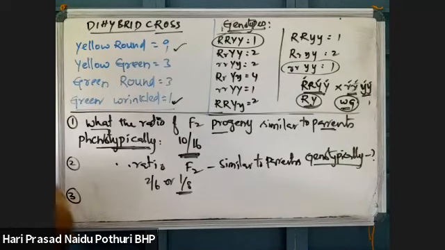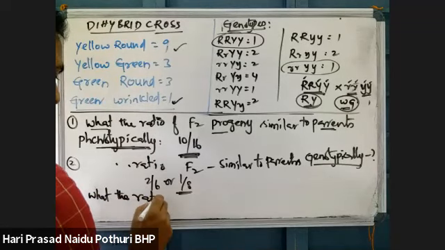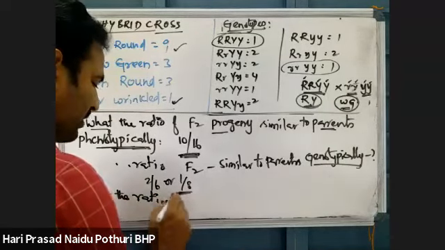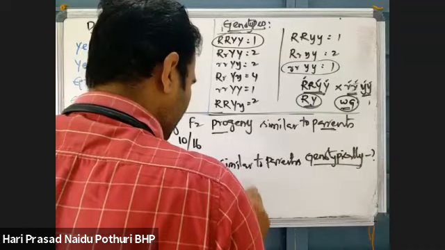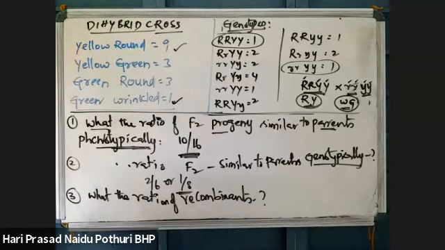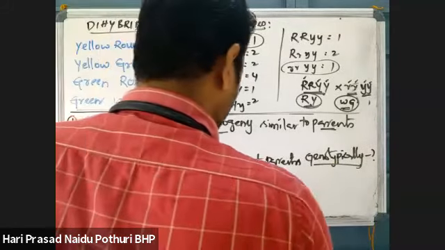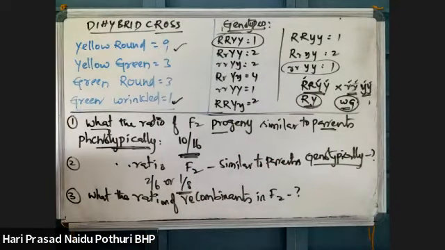Then, the third question. What is the ratio of recombinants? What is the ratio of recombinants in F2? In F2, what is the ratio of recombinants?